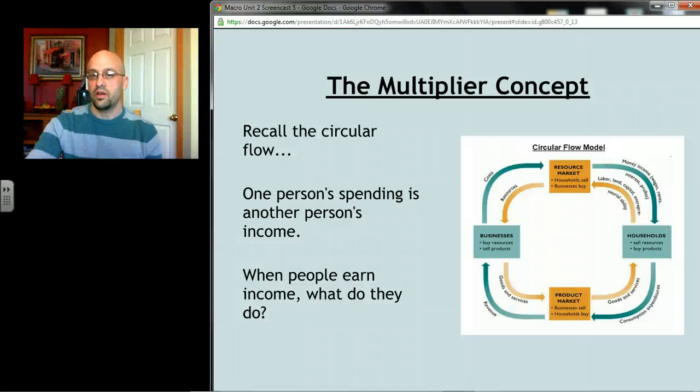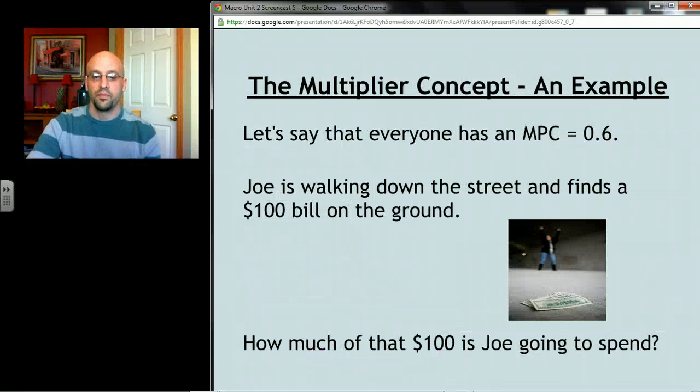So when people earn income, they do something with it. They spend it. And so we're going to go through an example of how a little bit of spending turns into a lot of spending. Our example is going to use a guy, let's say his name is Joe, and let's say he has an MPC of 0.6. Let's say everyone has an MPC of 0.6.